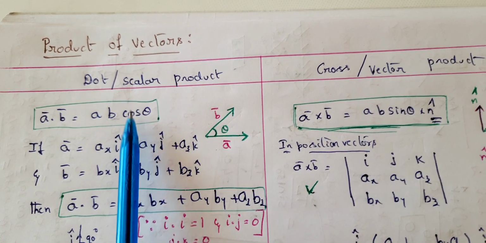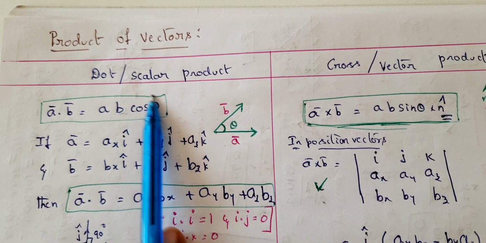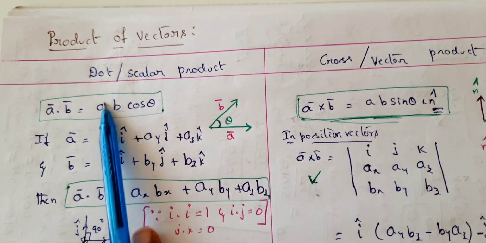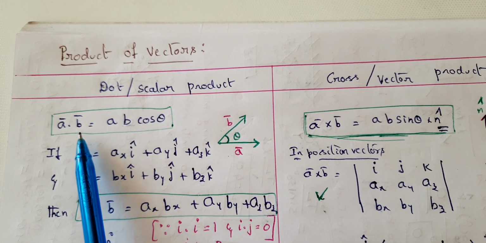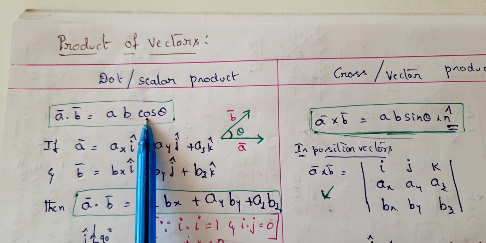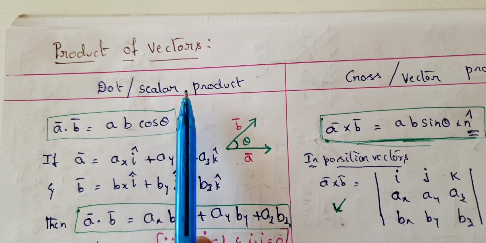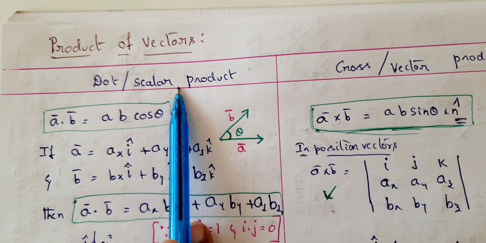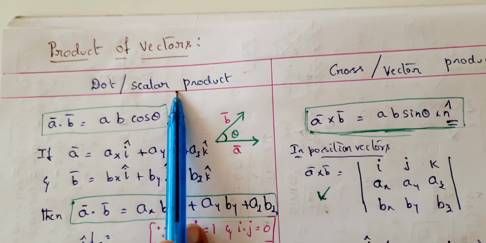Cos theta is a scalar quantity. So this is all like a number, right? So the dot product between two vectors always gives a scalar value. Therefore, it is also called the scalar product.